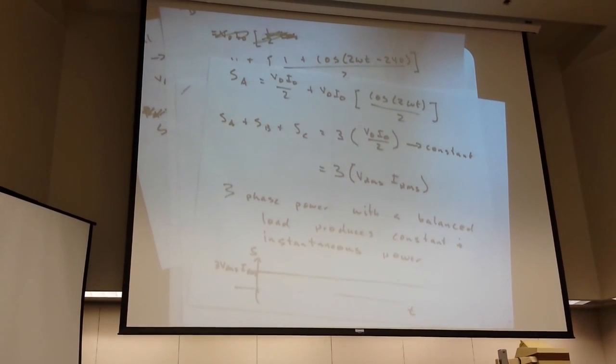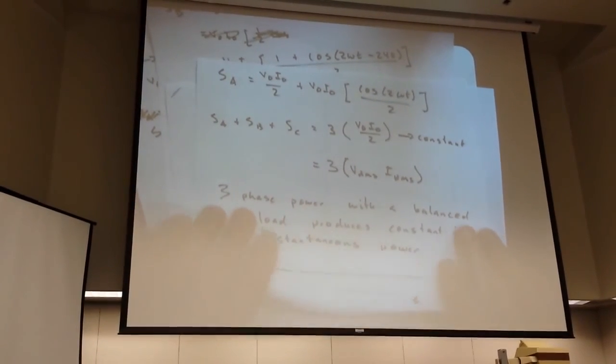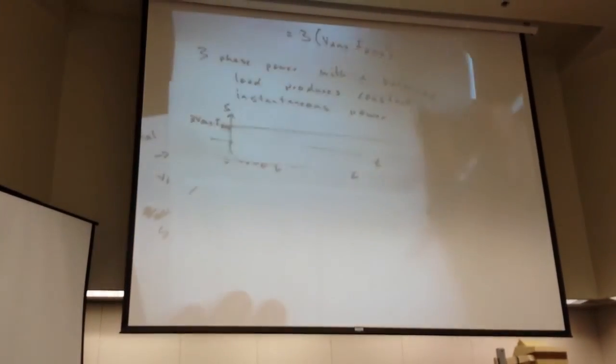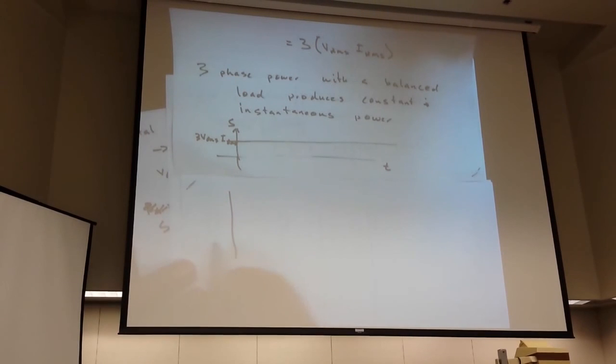Constant instantaneous power. As opposed to when we were looking at single phase, what did our single phase instantaneous power look like? Well, it was oscillating, something along the lines of this. Which is why we went to RMS to begin with and calculated average power.